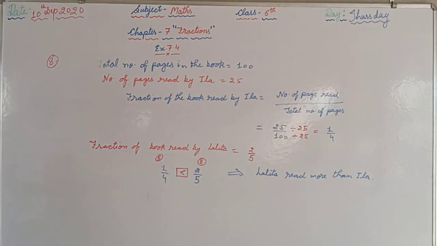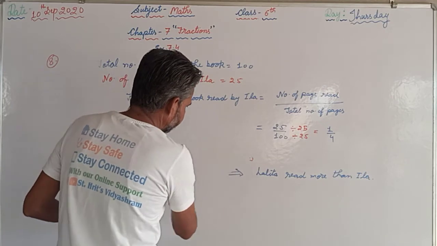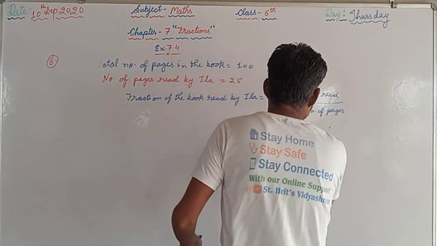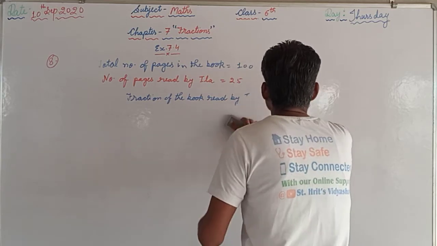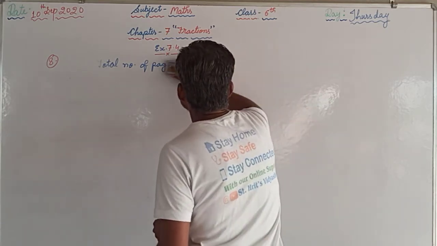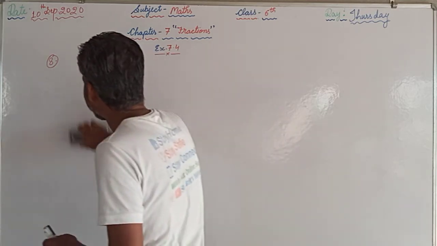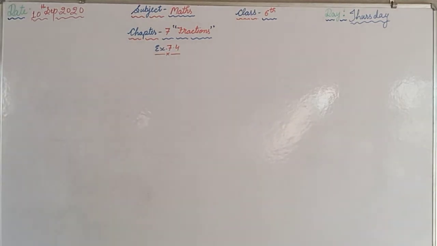So as I am rubbing the question, in the meantime you should read question number 9. Question number 9 is, Rafiq exercised for 3 by 6 of an hour, while Rohit exercised for 3 by 4 of an hour. Who exercised for a longer time?